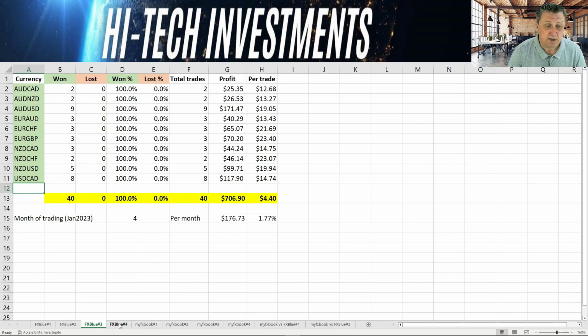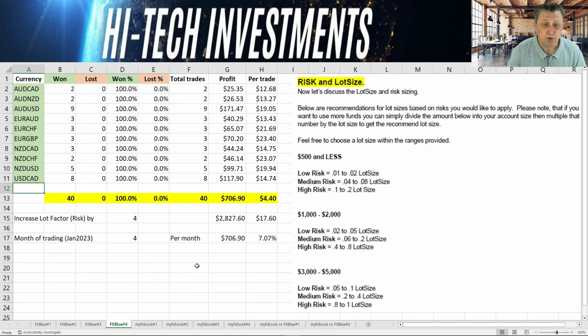and you can see here per month that would have made us $176 or 1.77% per month. So this is obviously a bit low. So what we'll do again is, now that we have basically taken away most of the losing currencies, the currencies that are not really doing very well, we can go in now and say, okay, we are not trading 18 currency pairs anymore. And we are now down to 10, at least in this particular case.